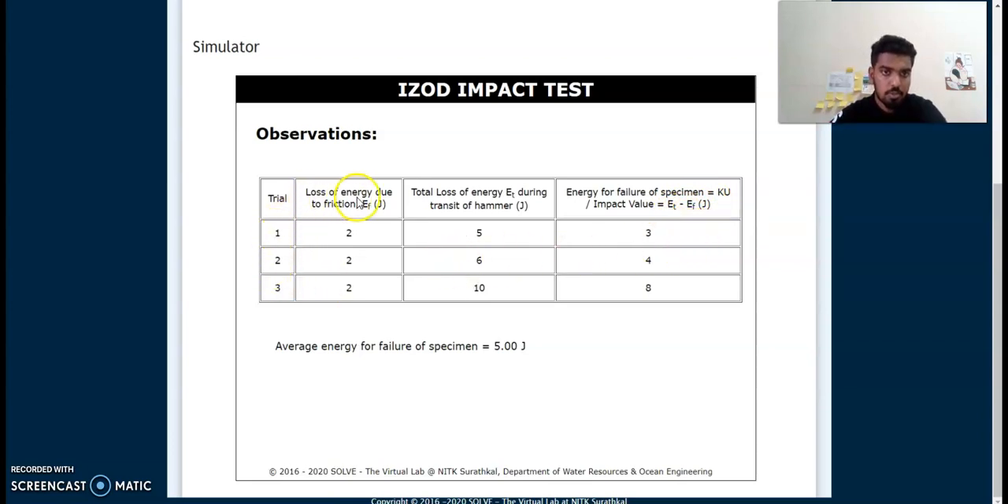In trial 2, loss of energy due to friction is 2 joule, total loss of energy during transit of hammer is 6 joule, energy for failure of specimen, the impact value, is equal to 4 joule. For trial 3, loss of energy due to friction is 2 joule, total loss of energy during transit of hammer is 10 joule, and energy for failure of specimen, the impact value, is 8 joule. Average energy for failure of specimen is equal to 5.00 joule.